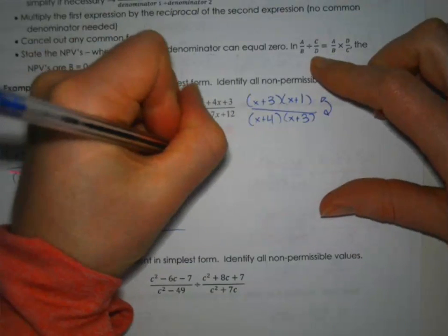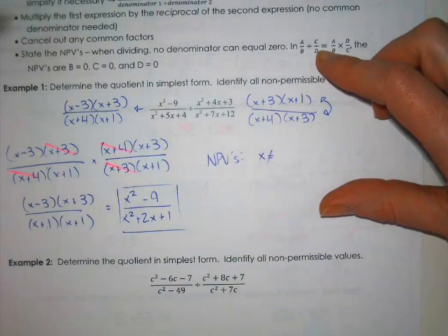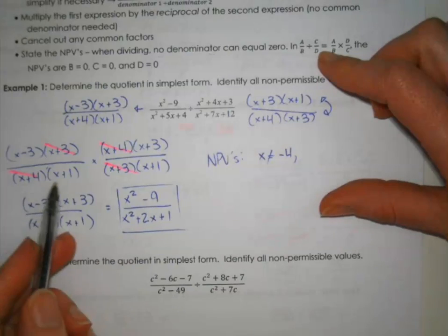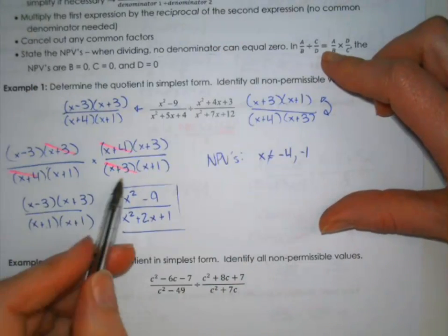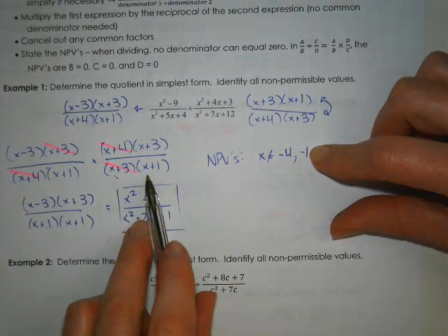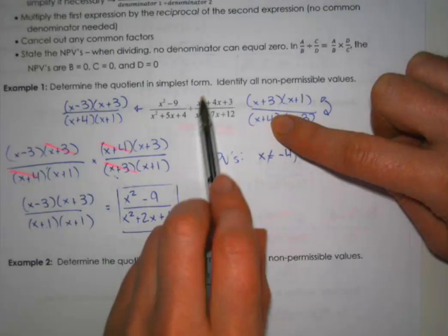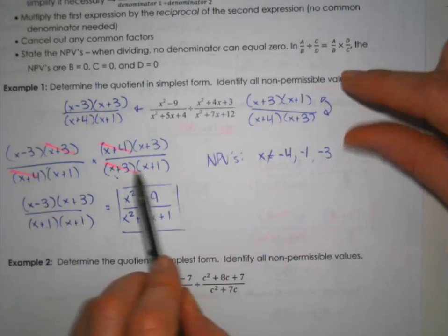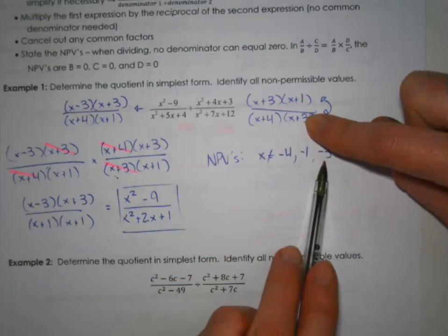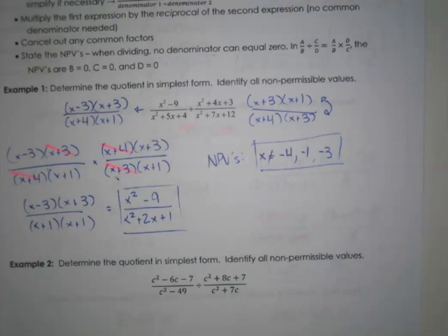Now in terms of figuring out our NPVs, we are going to have x cannot equal, so going across here, negative 4, negative 1, negative 3, negative 1, which we already had. And keep in mind, we need to also evaluate the denominator of the expression that we had initially before we flipped it to find the reciprocal. So this one would be negative 4, which we already have, and this one would be negative 3, which we already have as well. So for that one, it was kind of easy. Okay, so those are our NPVs.